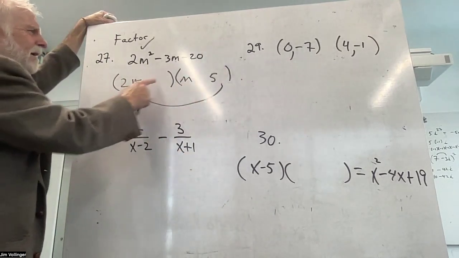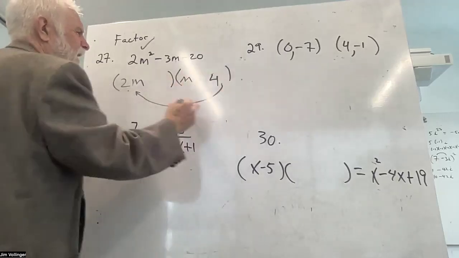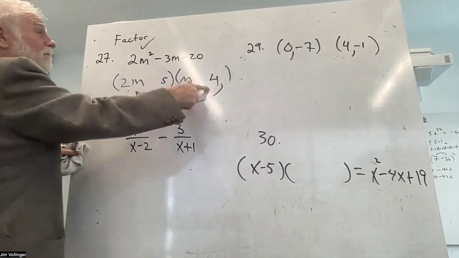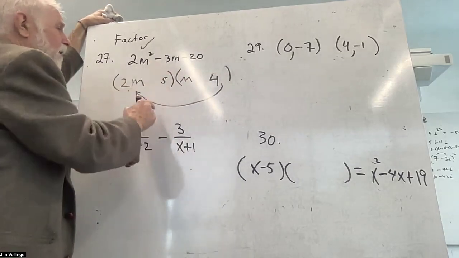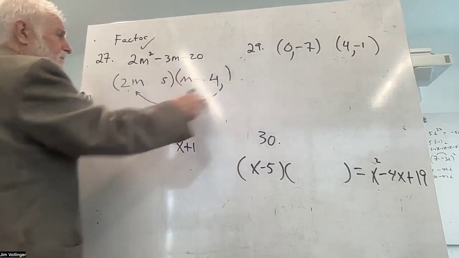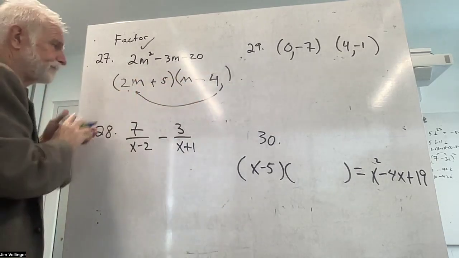5 times 10 and 4. No, that didn't work. How about I try 4? 8 and 5. Oh, 8 and 5 gets me minus 3. Oh, that was a good guess. I want the bigger product to be negative, and that's minus 8m plus 5m. This looks like it works.